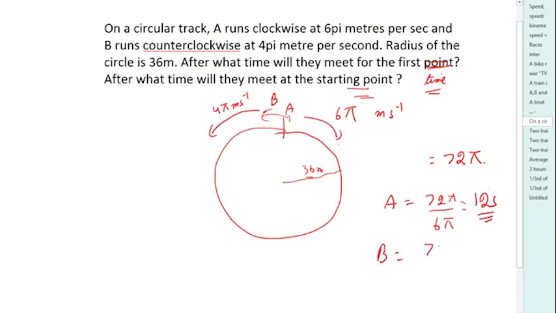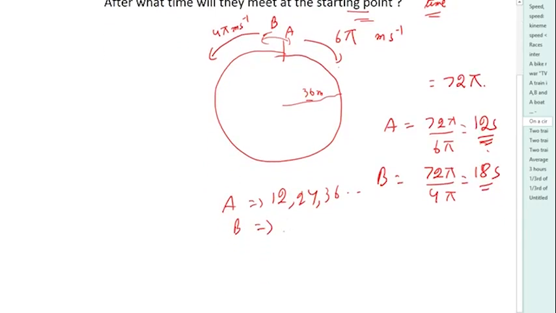B is back at the starting point in 18 seconds. So A will be at the starting point at 12, 24, 36, and so on. B will be at the starting point at 18, 36, 54, and so on. So after 36 seconds, they would be meeting at the starting point. Okay. So you can take the LCM and you get 36 seconds.